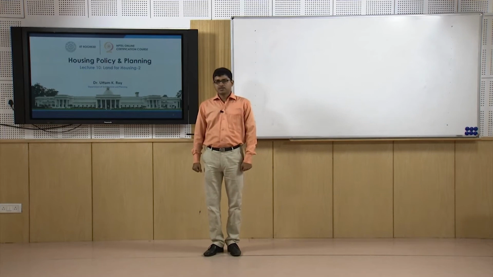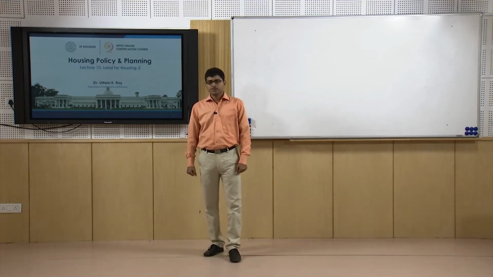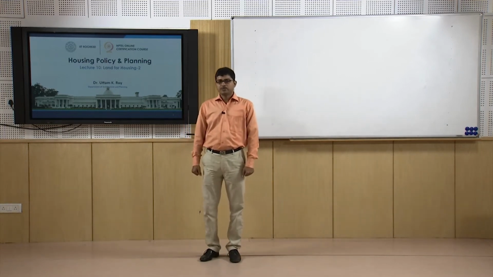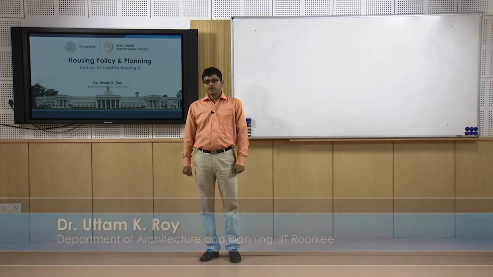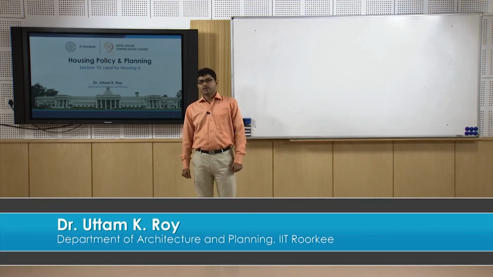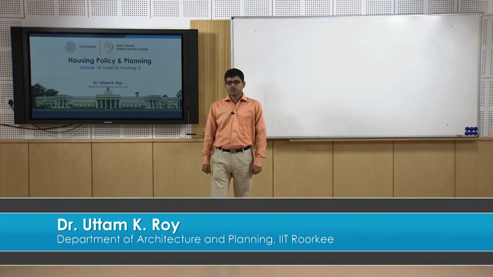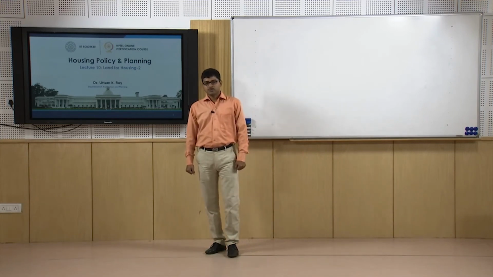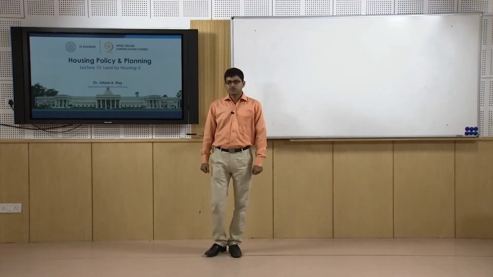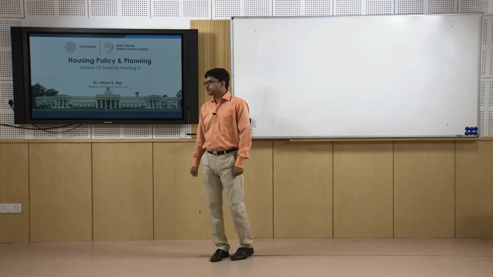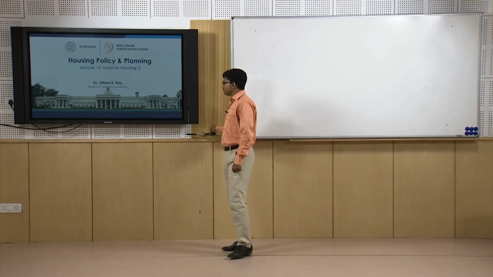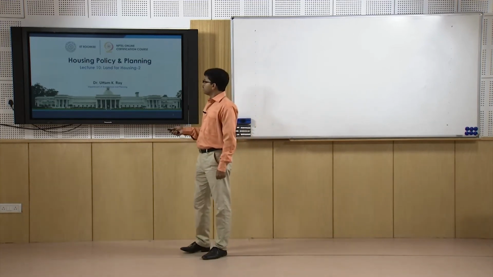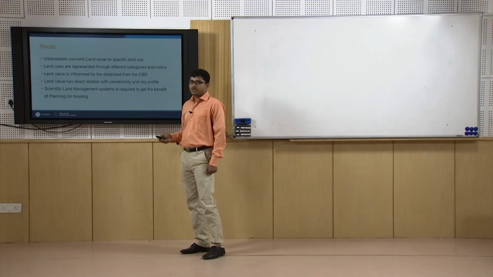Last lecture we started the discussion on land for housing, how we can manage the land. We discussed the various elements of land cover and land use, land value, and its relation with housing. So, today in continuation of that we will discuss specific methods for land management which is required for housing. Before we go to the next part, let us quickly recap the last lecture.